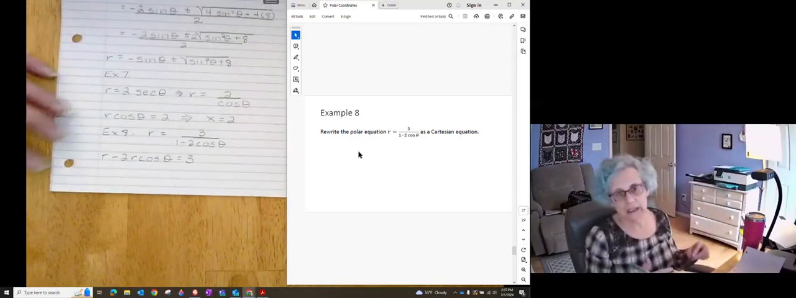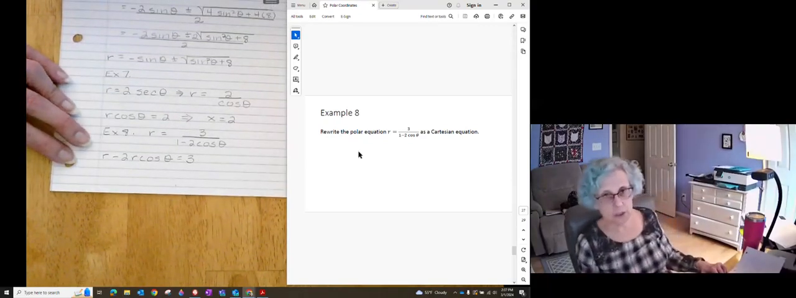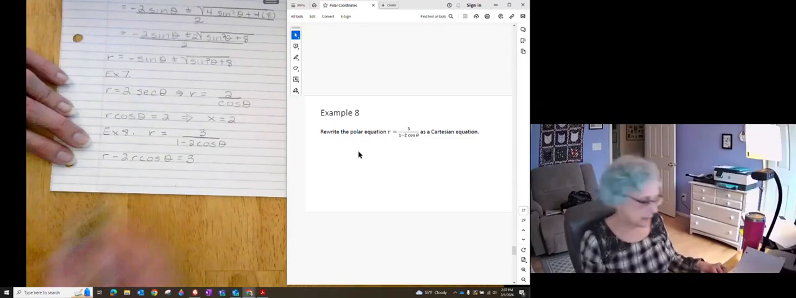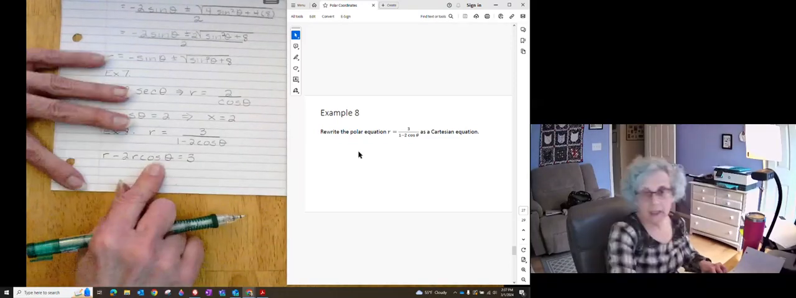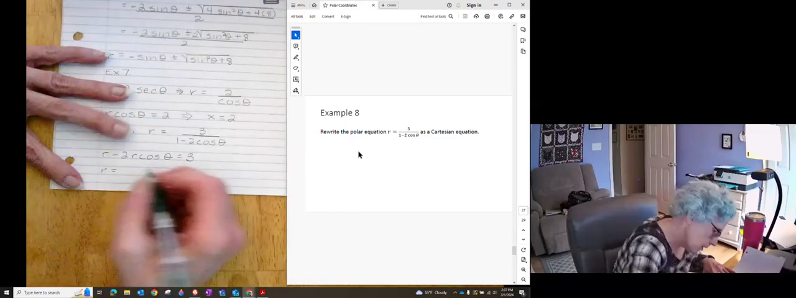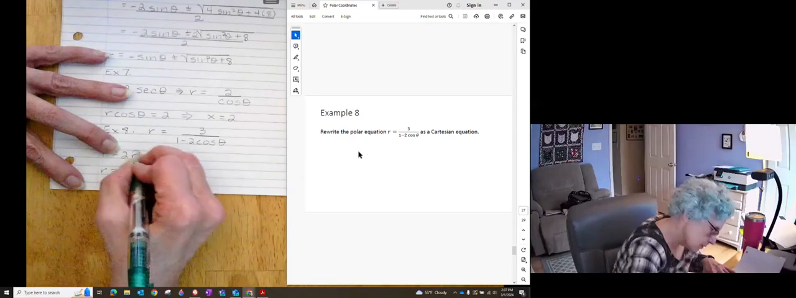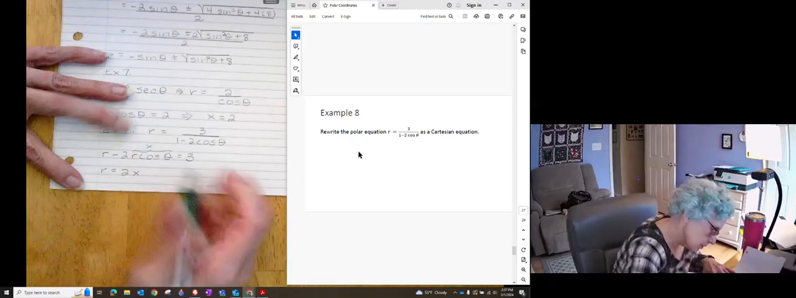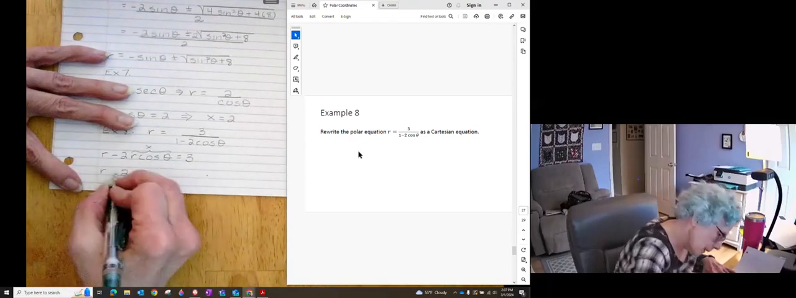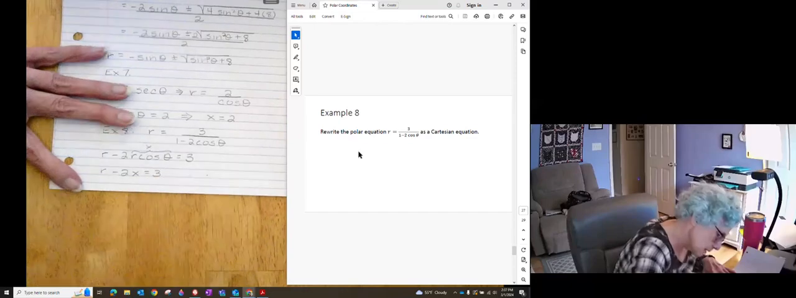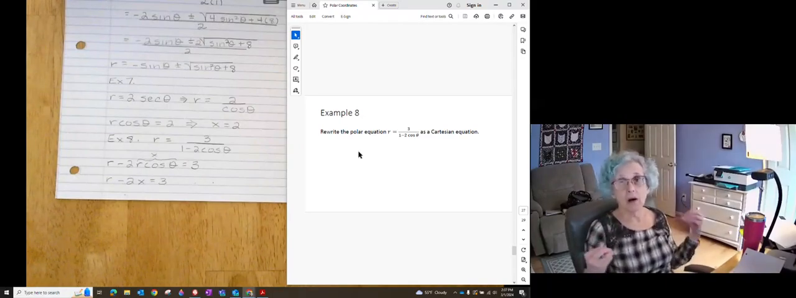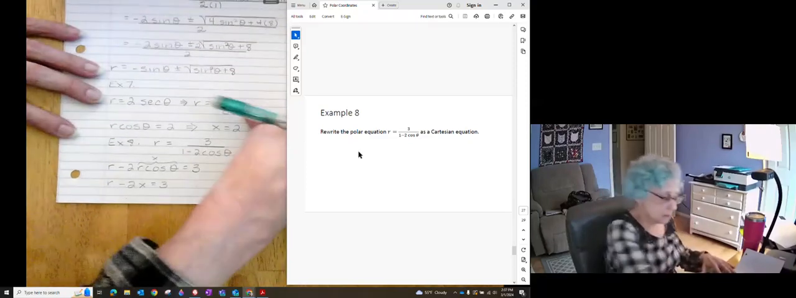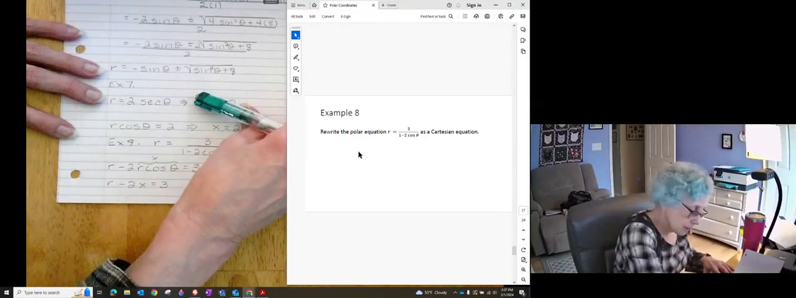So you can see I kind of cheated there. I multiplied and distributed all in one step because r times 1 minus 2 cosine theta, I went ahead and distributed. So r minus 2x is equal to 3. So now what I want to do is get my r by itself on one side of the equal mark. So I'm going to add 2x to each side. R equals 2x plus 3.